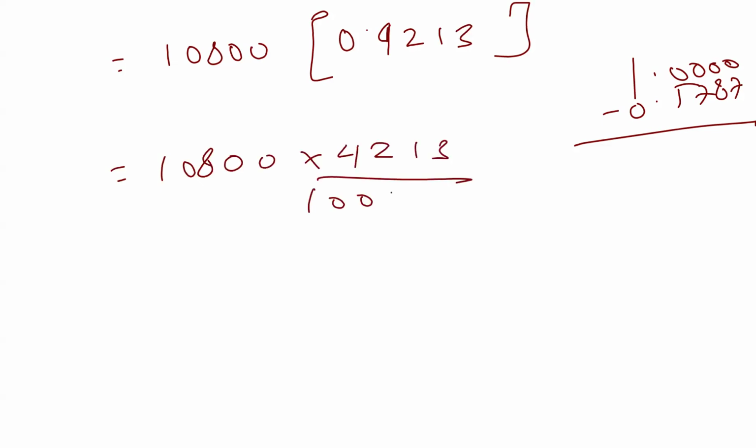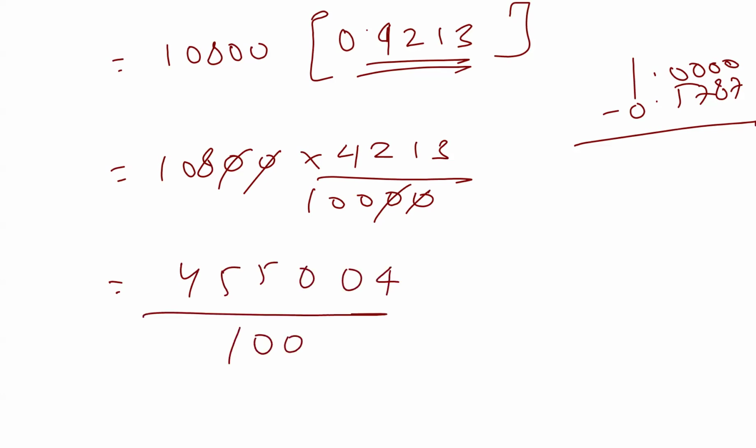4 decimal places, so 4 digits, 4 zeros. So 4213 into 108. This multiplication you'll have to do. That will be 455004 upon 100, which is rupees 4550.04. Fine.